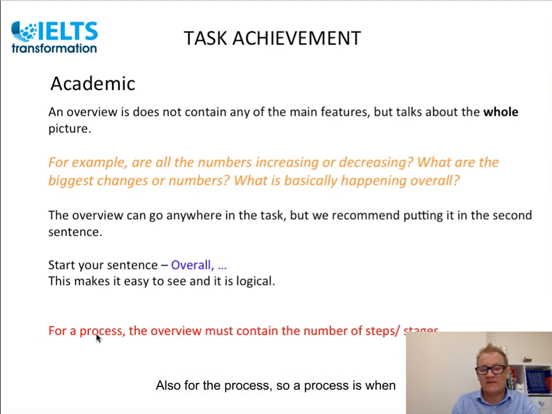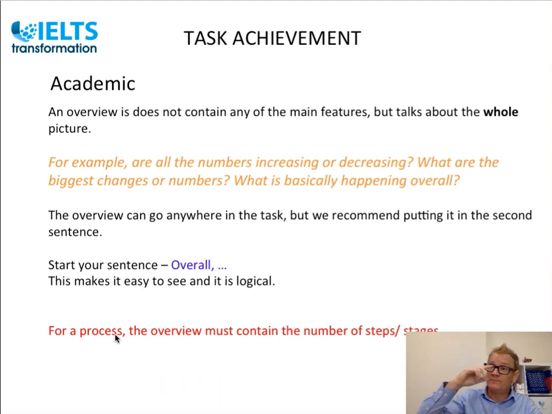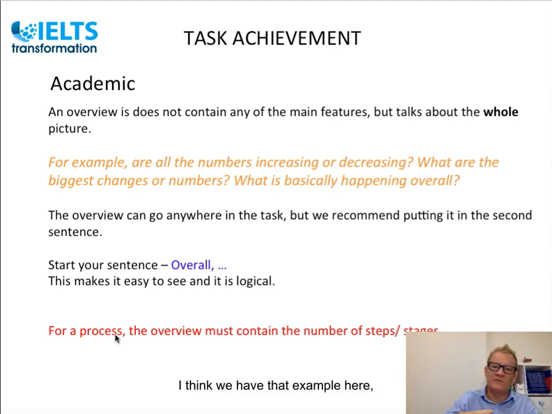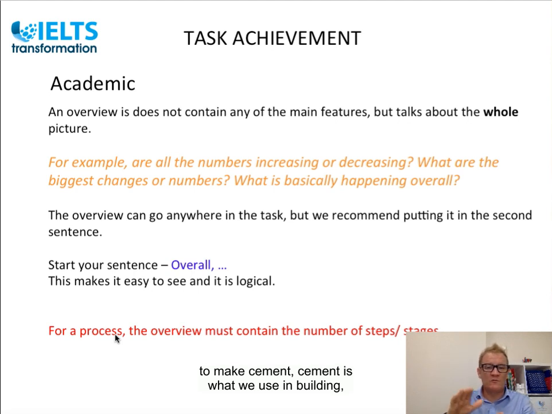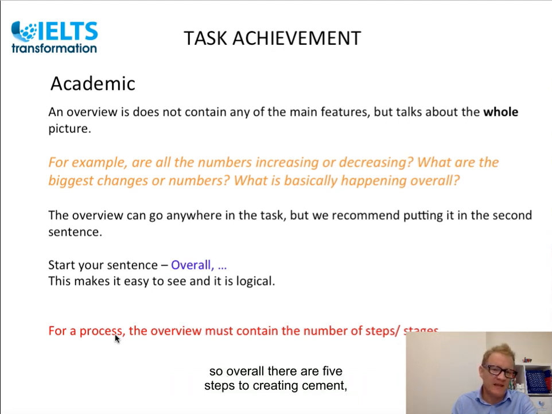Also, for the process. A process is when they talk about something that someone is making. For example, there's one in book 9 or 8 about cement. I think we have that example here, but there are 5 different stages to make cement. Cement is what we use in building, to put bricks together and hold things. So you've got to mention the number. So overall there are 5 steps to creating cement, to manufacturing cement, whatever the situation.